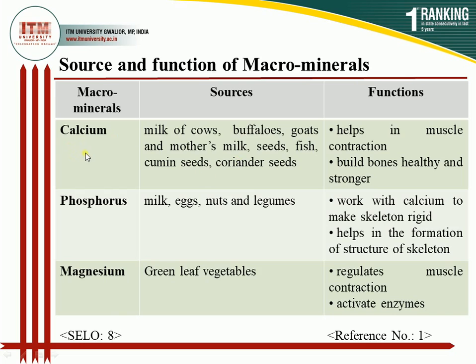First one is calcium. We all know that the main source of calcium is milk, either cow's, buffalo's, goat's, or mother's milk. Apart from milk, seeds, fish, cumin seeds, which is jeera, and coriander seeds, which is dhania. These are the spices that we consume in our lunch diet, in sabji or dal. So these are the calcium sources.